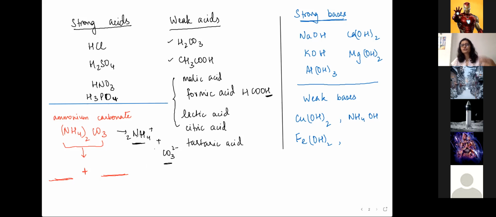These ions should have come from something. Our salt is made from acid plus base, right? So whatever ions that salt has should have come from either the acid or the base. You need to figure out where this NH4 plus came from. Which acid or which base did it come from? Can you figure out where NH4 plus could have come from? Which acid or base has this particular ion? Yes, Vasudha, got it.